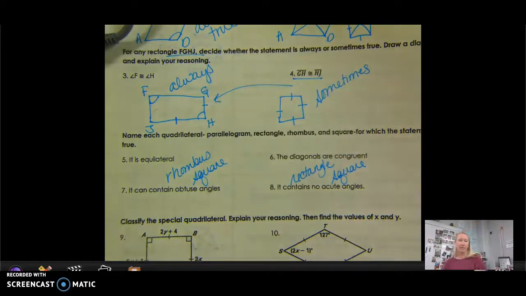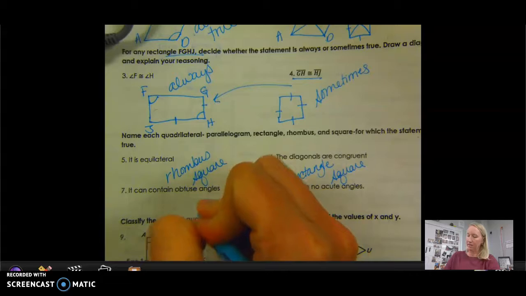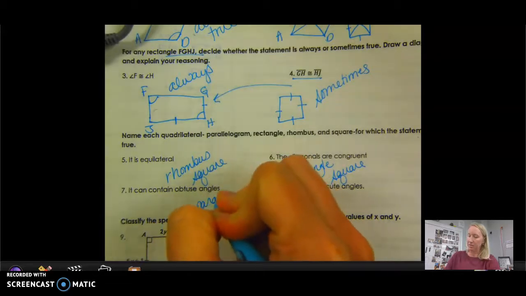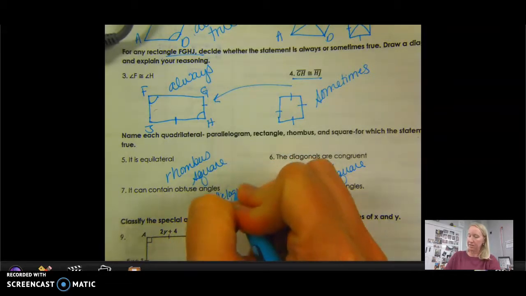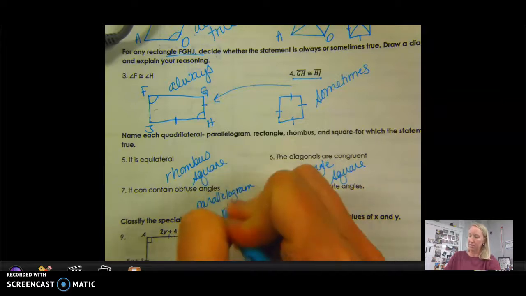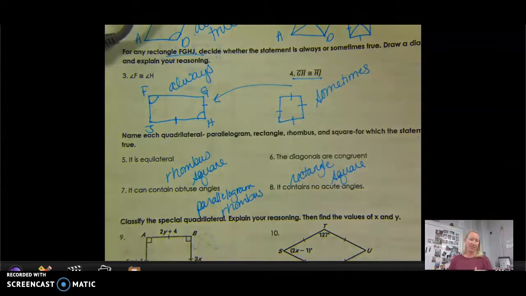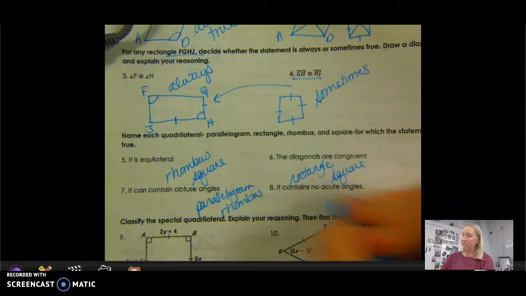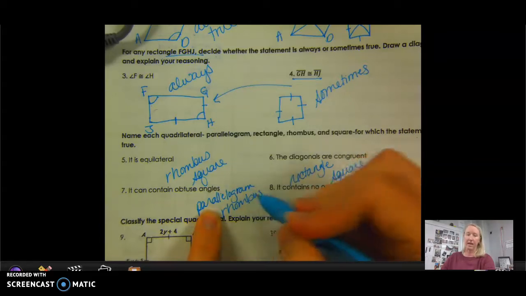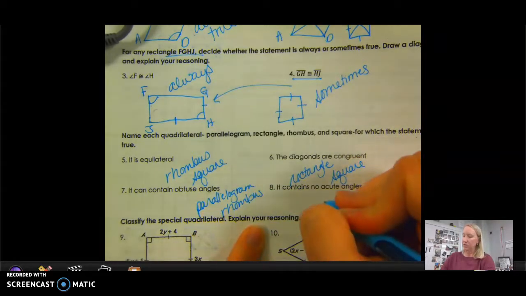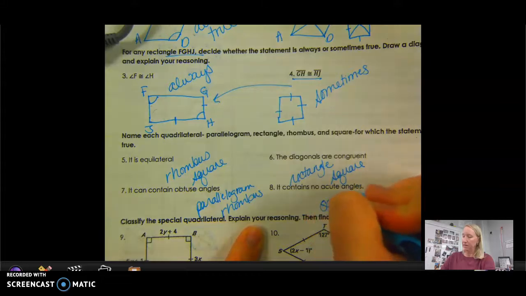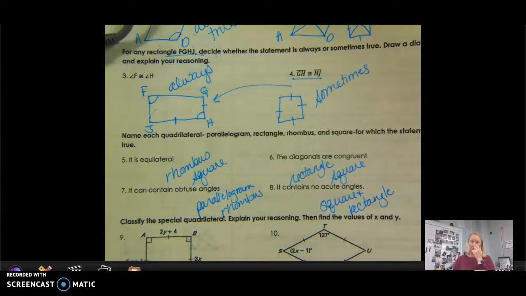It can contain obtuse angles. That would be a parallelogram, can contain obtuse. Remember, obtuse are over 90 degrees. A rhombus can contain obtuse angles, but a square and a rectangle both contain 90-degree angles, which are not obtuse. It contains no acute angles. Well, rhombus and a parallelogram, if they contain obtuse angles, they have to contain acute angles. So a square and a rectangle do not contain any acute angles because they only contain 90-degree angles.